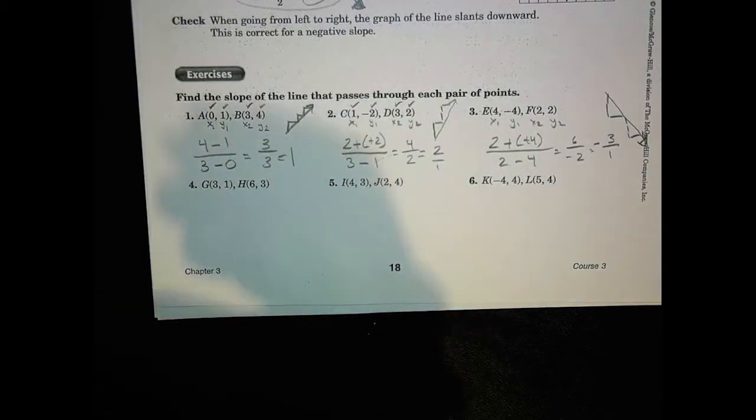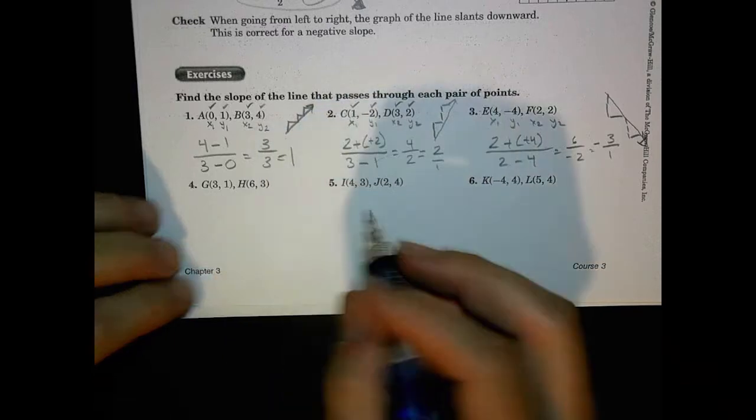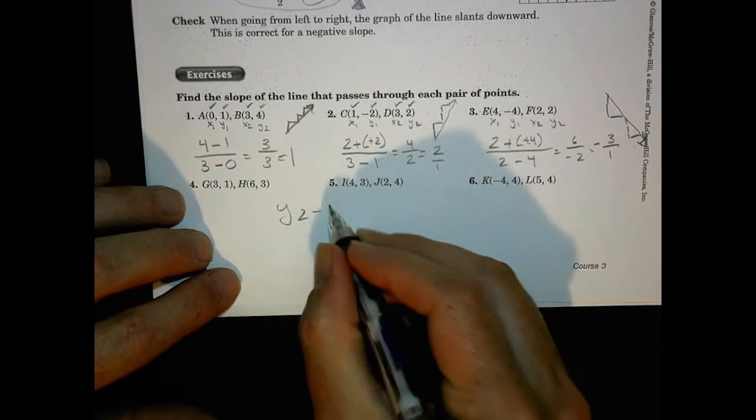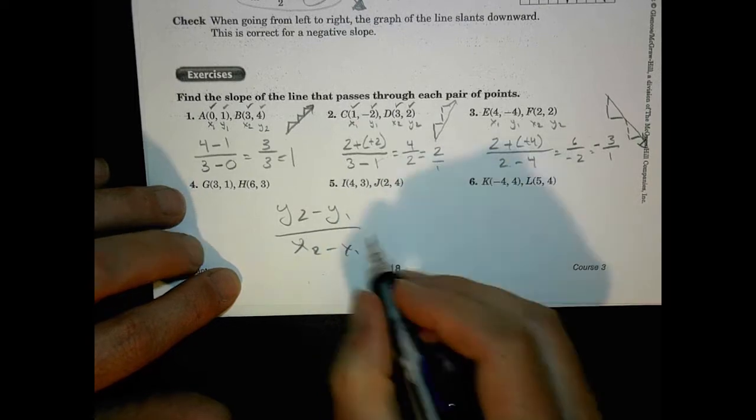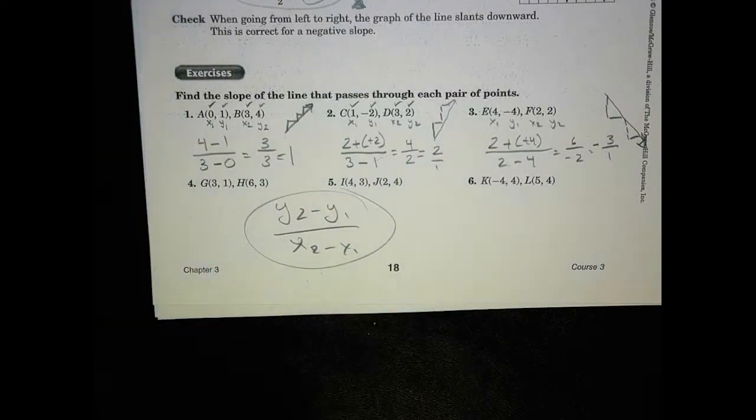Okay, so that's the idea. You're just using the values, plugging them in to y2 minus y1 over x2 minus x1, and solving that out. That'll be your assignment today, so go ahead and do the odd ones on the next page, and we'll see you back here to check them out in just a minute.